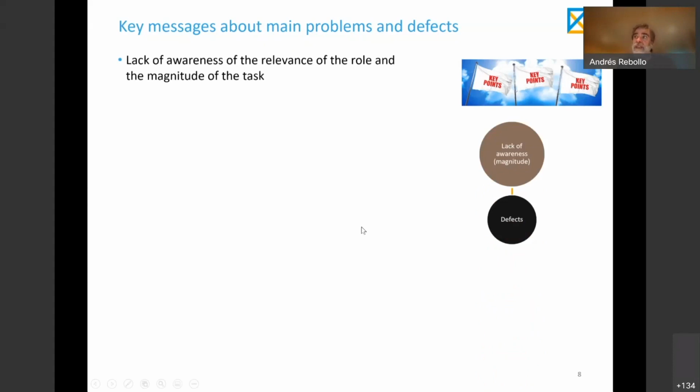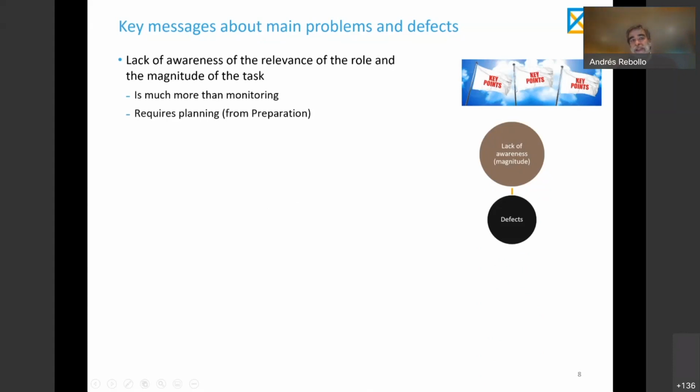The first problem is a lack of awareness. I mean, a lack of awareness of how big the task is and what the relevance of the task is. What is the role of contract management and what is the magnitude of the task? People tend not to give the value that they should give to this task. Contract management is much more than monitoring the contractual obligations or controlling the performance or the contract breaches. We will develop this idea later on.